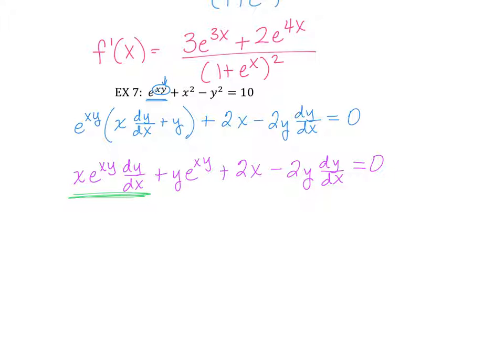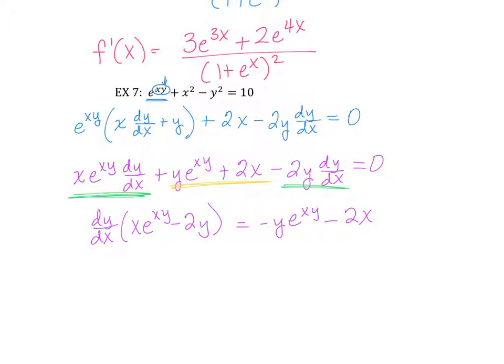Now look what has a dy/dx. I have this one and this one. So what I'm going to do is keep those on one side, and move that which doesn't have a dy/dx to the other. So these two terms I'm going to move to the right. So I would have negative y e to the xy minus 2x. And if I only have the dy/dx terms on the left, then I could factor out a dy/dx, and I would have that left. And of course, my last step is to just divide.